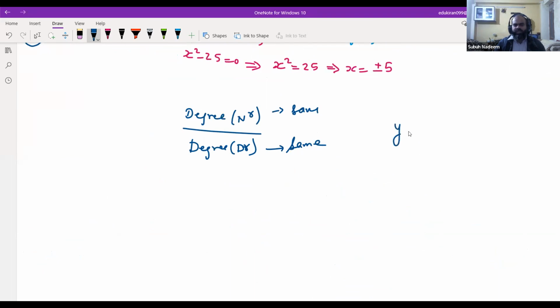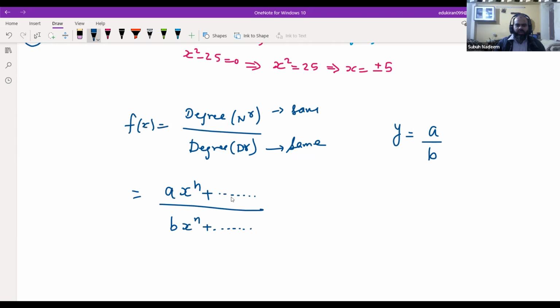So that is y is equal to a by b, where a is, if you take ax to the power n and so on as the numerator, and bx to the power n and so on as the denominator. So this is the rational function, and we take a by b, y is equal to a by b as the horizontal asymptote. Now, using this concept, which we did earlier also, can you tell me which one of them has minus 2 by 3 as the horizontal asymptote?